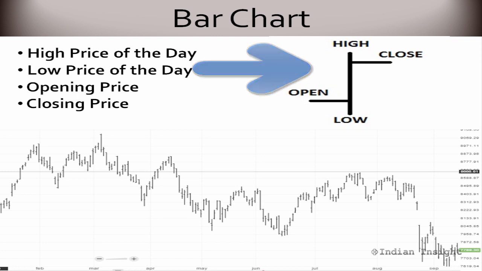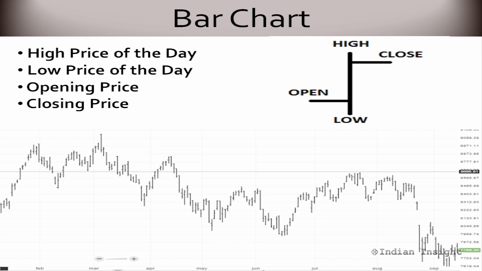In order to create a bar chart, you connect the high price and the low price of the day with a vertical line. Then you place a cross hatch to the left to indicate the opening price of the day. You also place a cross hatch to the right to indicate the closing price. You plot such bars on each day in order to create a bar chart.